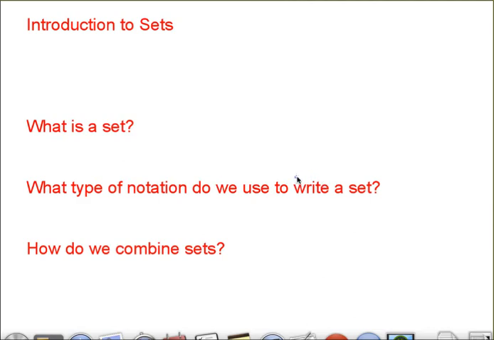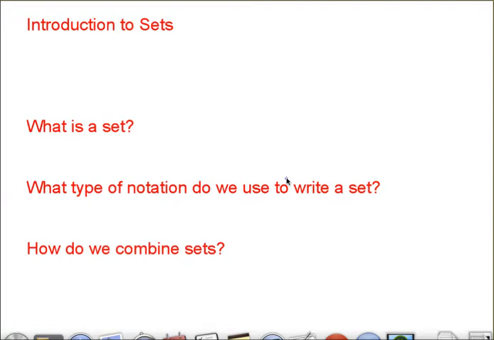Alright, here we go. So today's lesson is Introduction to Sets. Three things you need to pay attention to. What is a set? First question. What types of notations do we use to write a set? And how do we combine sets? So if I have more than one set and I want to bring them together, what do I have to do to make that happen?